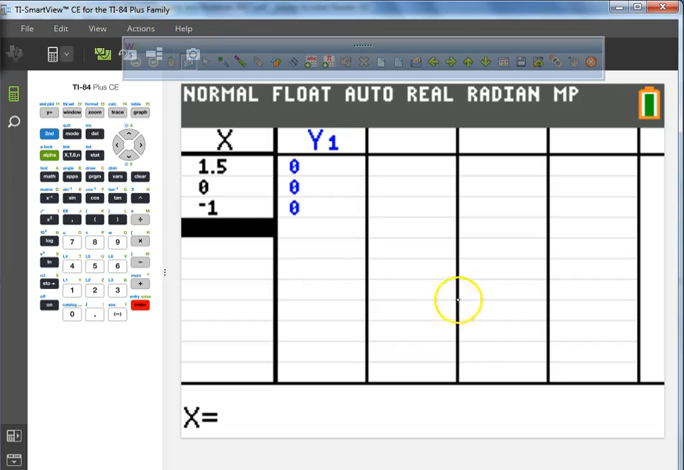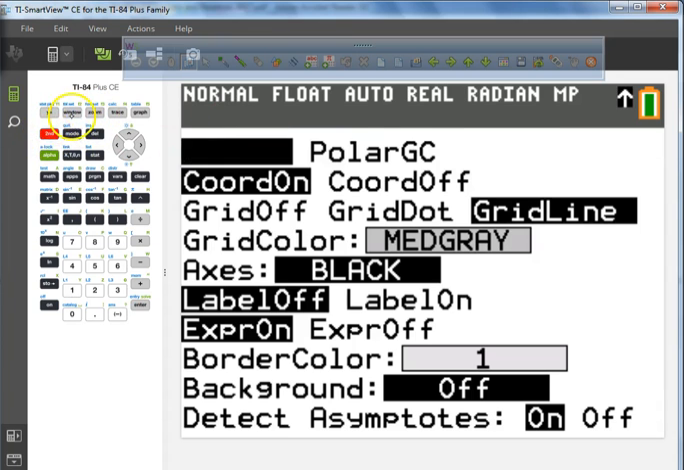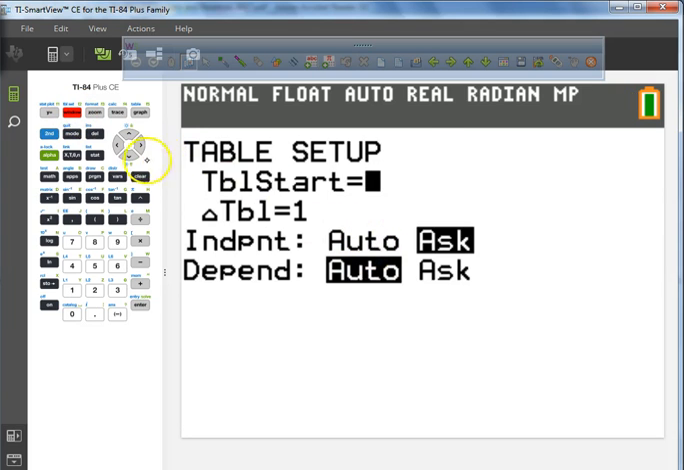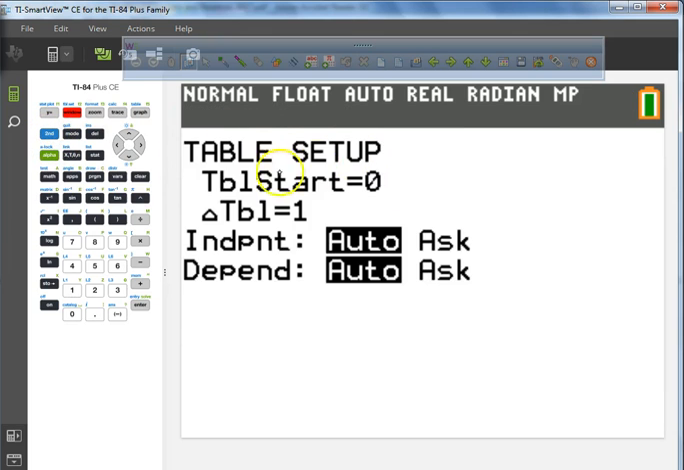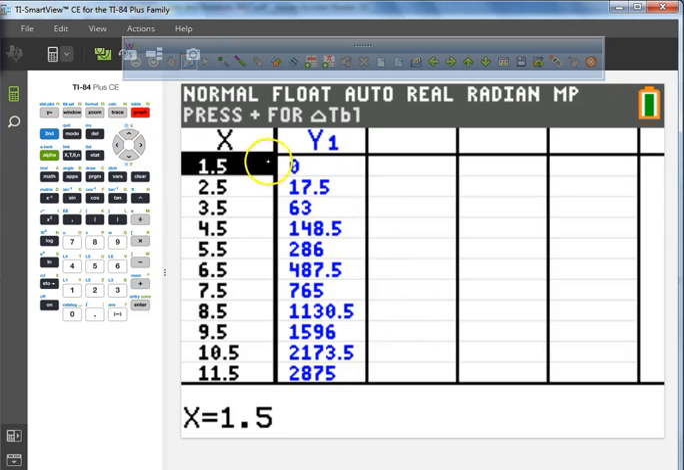Now, if we wanted to go back, second window, go back to auto. If you go back to auto, now if you check your table, it has everything listed. If we want to check it differently, we could also check it by starting our table at 1.5. If you wanted to start your table at 1.5, you could do it that way, and there's 1.5, 0. Just knowing how to use the graphing calculator certainly helps you.